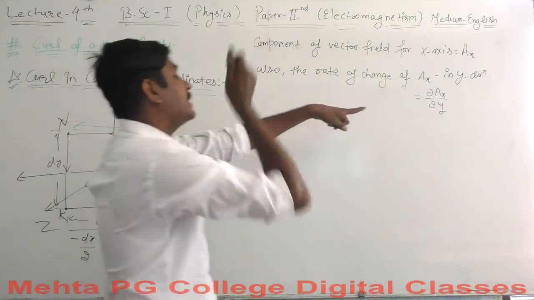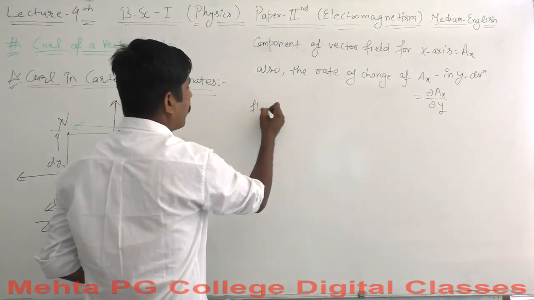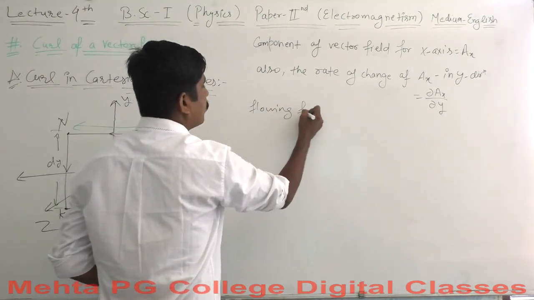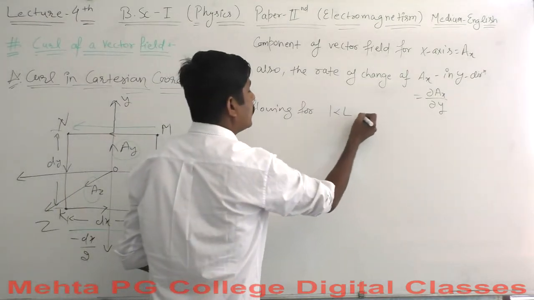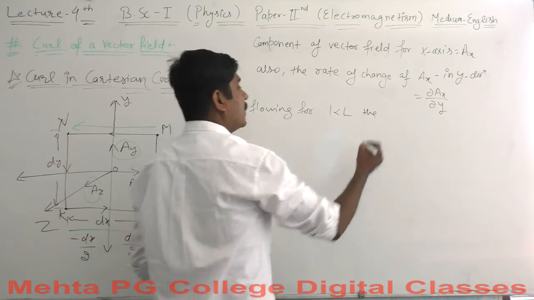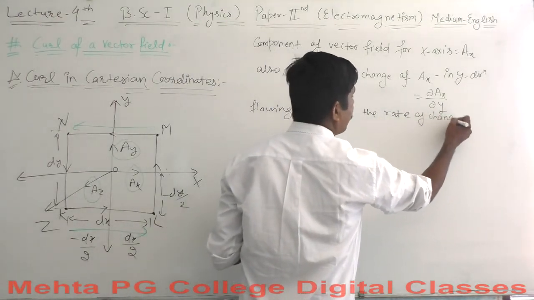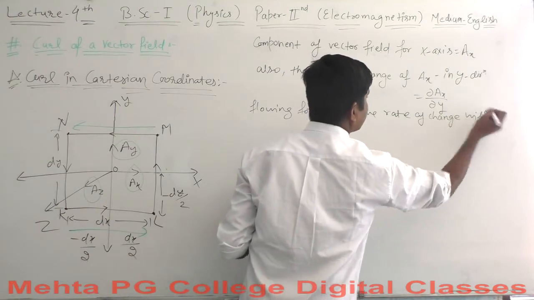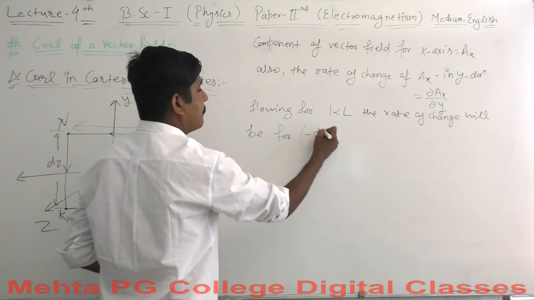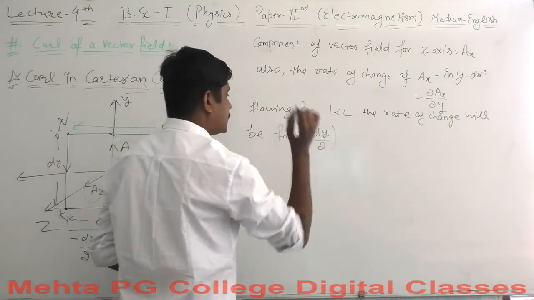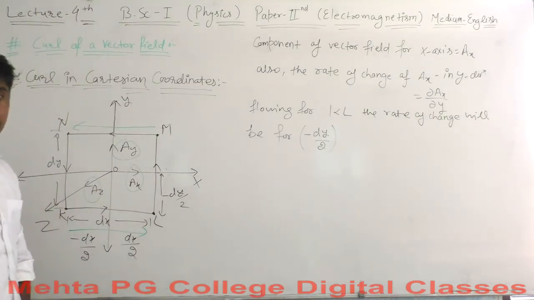So the quantity rate of change flowing for KL, the rate of change will be for minus dy by 2. The rate of change will be for minus dy by 2.